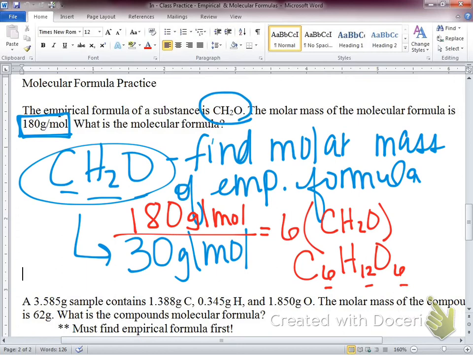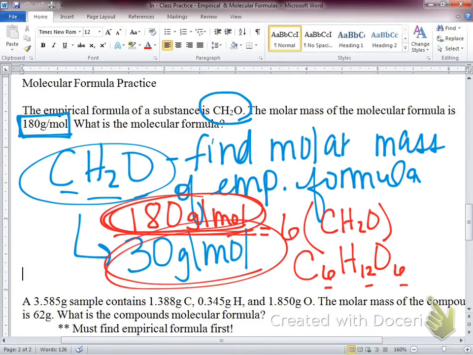Could the molecular formula and the empirical formula be the same? Yeah, they could be the same. But the molecular formula will always be the same or larger. Always divide the molecular molar mass by the empirical formula molar mass. If you need to make a note about that on your practice sheet or in your notes, go ahead and do that. Molecular divided by empirical. Then once you have your whole number answer, you distribute that throughout the empirical formula.